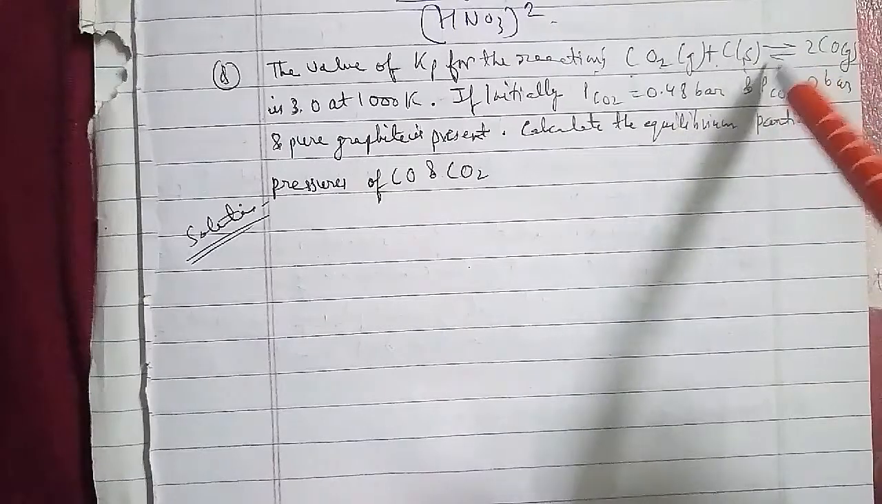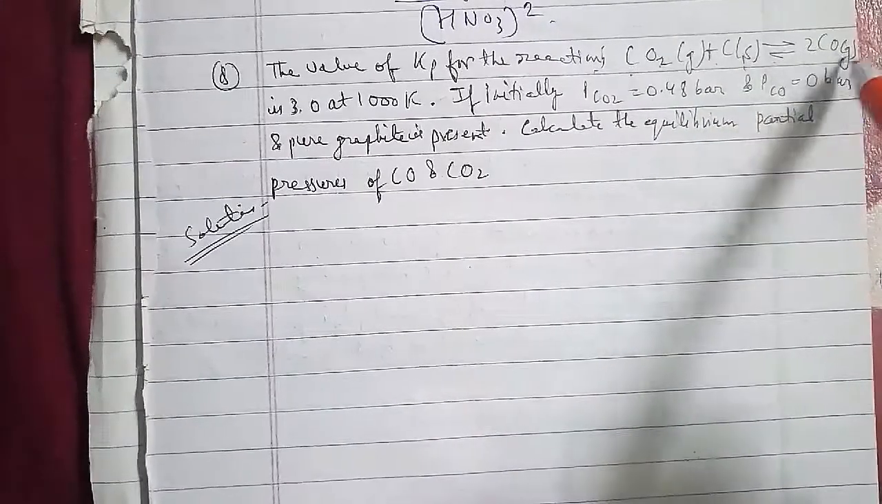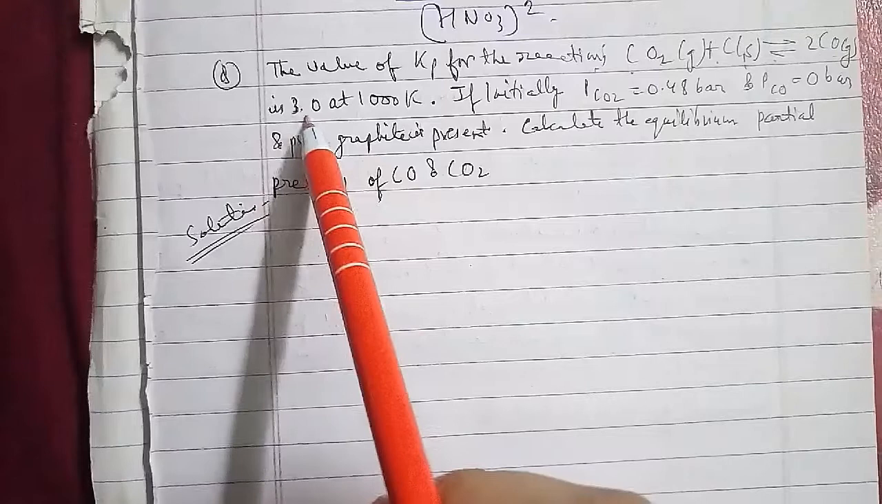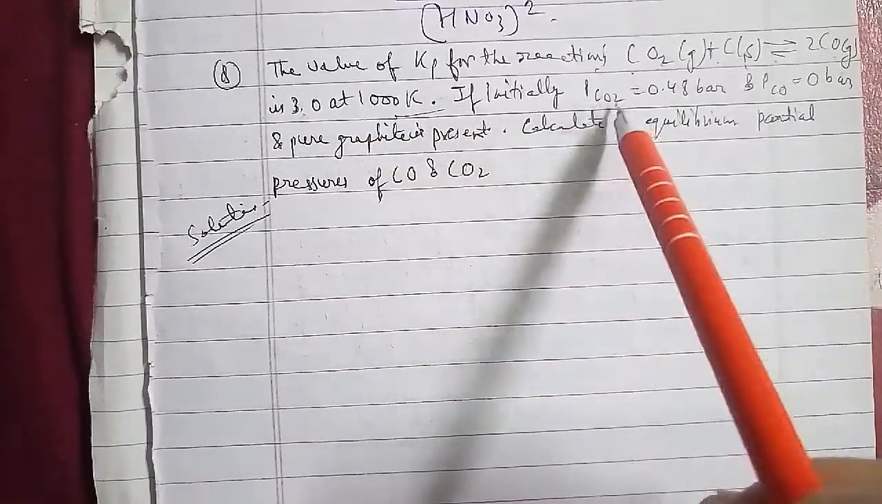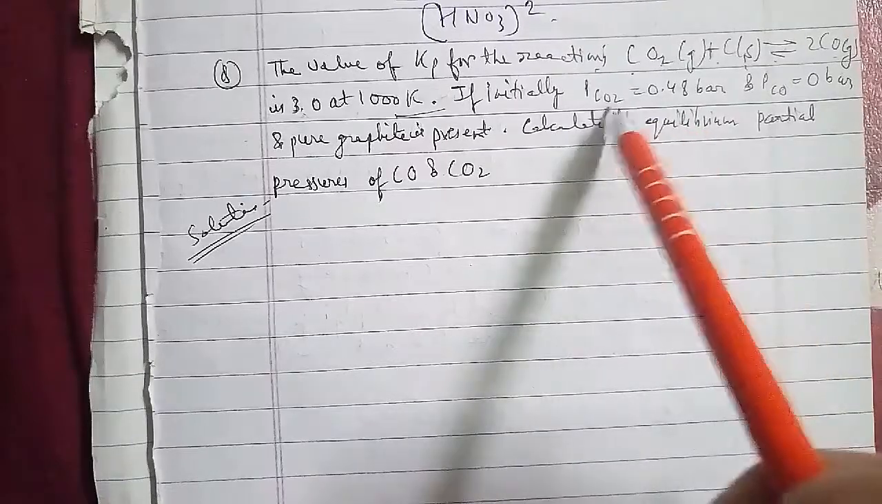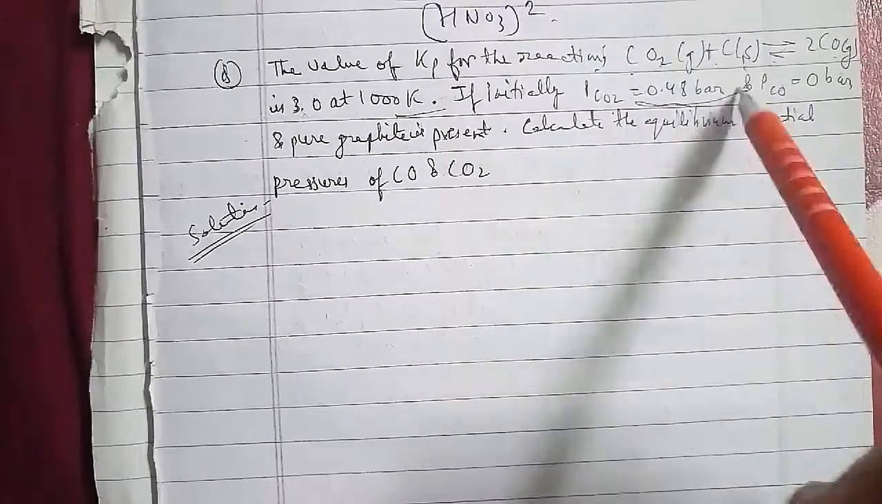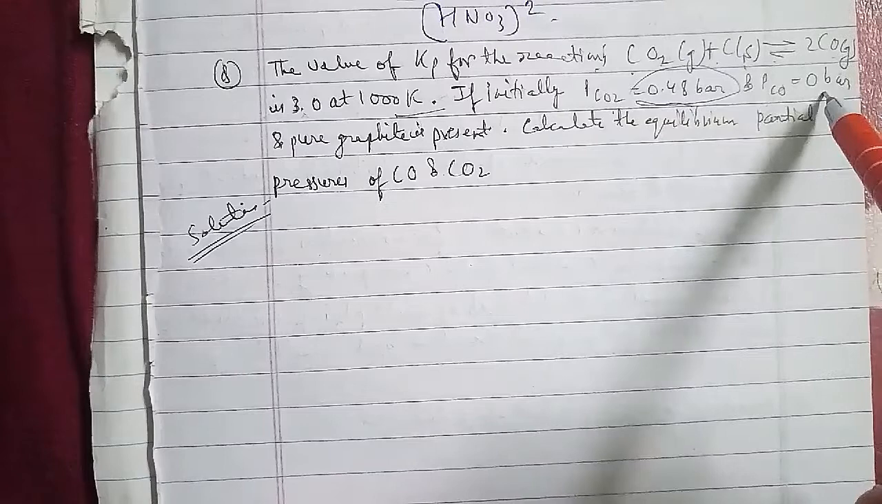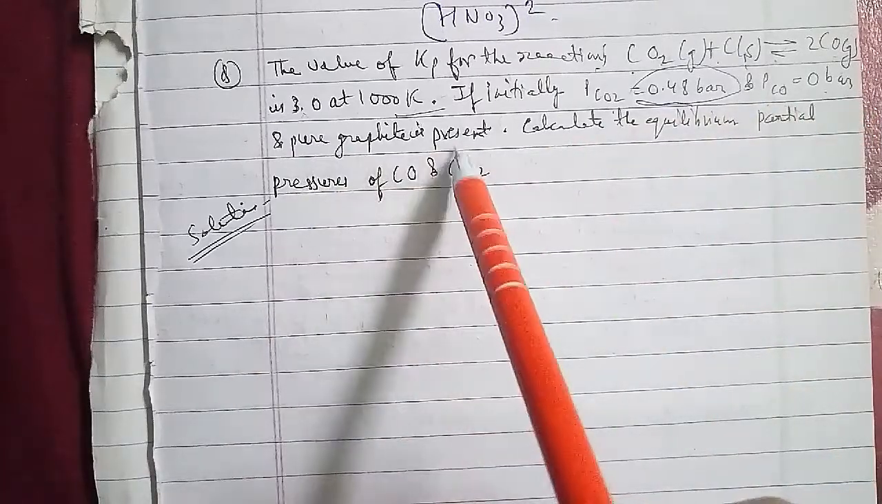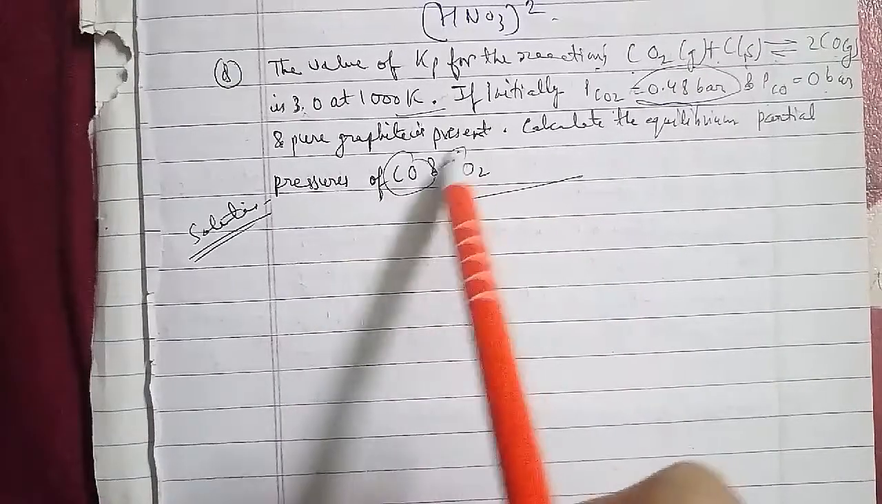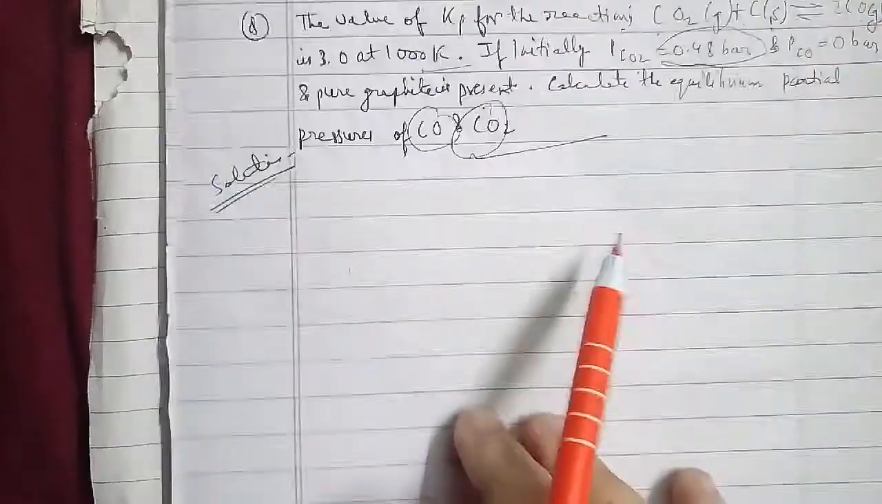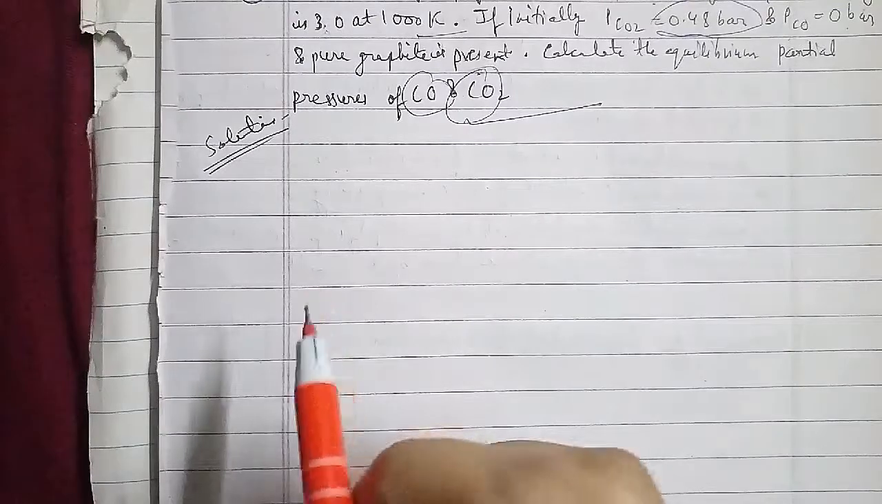If initially the P of CO2 equals 0.48 bar, PCO is 0 bar, and pure graphite is present, calculate the equilibrium partial pressure for the carbon monoxide and carbon dioxide. So for this reaction, let x be the amount of the carbon dioxide reactant. So we'll have an equation: carbon dioxide in the form of gas plus C, solid, gives carbon monoxide in the form of gas.